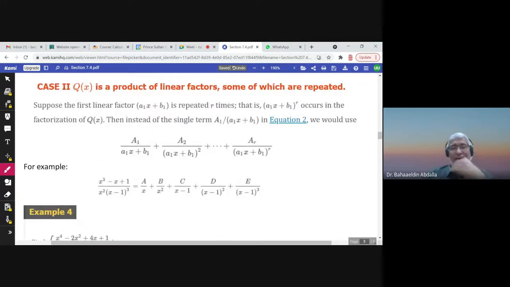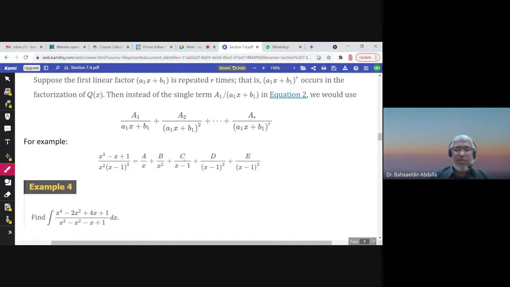What if one of the linear factors, or more than one, is repeated? Okay, so there is a repetition of linear factors, but one of them is raised to the power 2, or to the power 3. For example, here, look, x is raised to the power 2. This is a linear factor, x, it has a 0. What is the 0 of x? It is 0. But x is raised to the power 2. X minus 1 is a linear factor. What is the 0 of x minus 1? It is 1. But it is raised to the power 3. Okay, so what to do?